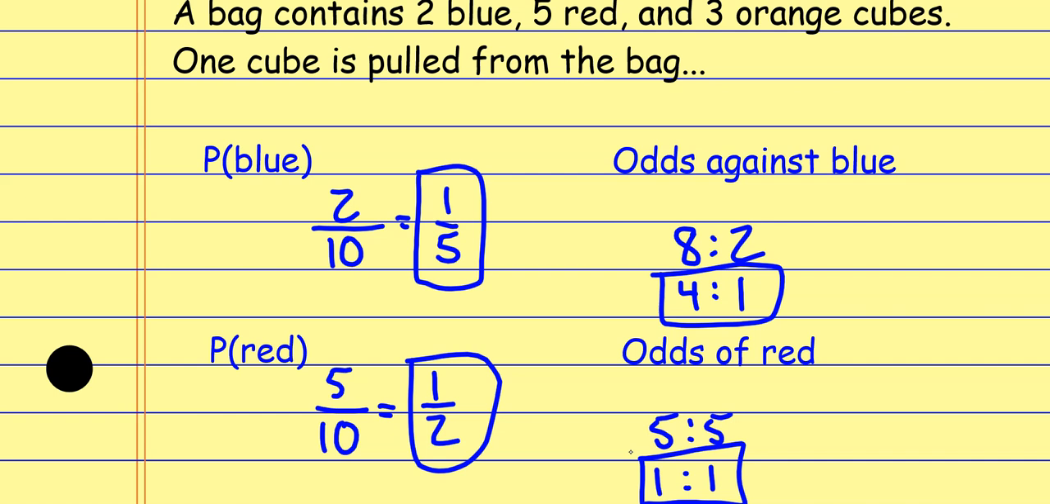Probability is what we want over the total. Odds are what we want versus what we don't want. And if we say odds against, we just switch it. It's what we don't want versus what we do want. Okay? A very slight difference. They're similar, but they're different. Okay?